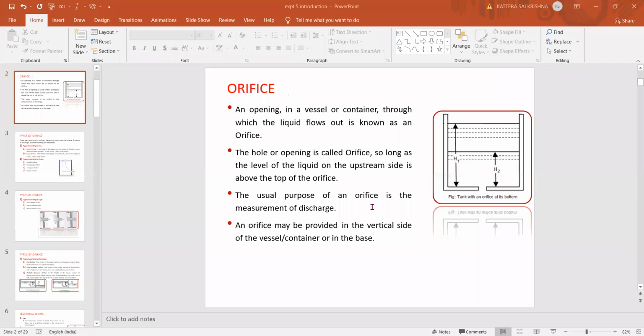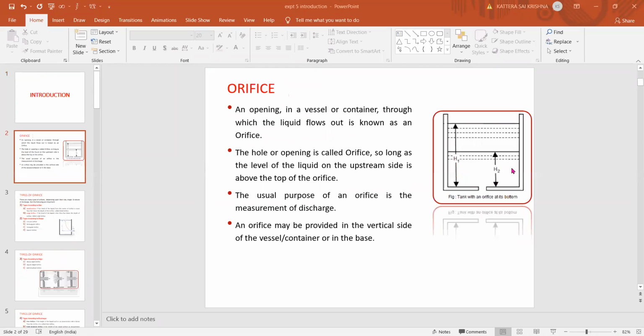We are going to find the coefficient of discharge when the orifice is connected to the tank, not to the pipe. In between the pipe, we are not using it. It is connected to the tank. Okay, just wait for 1 minute.